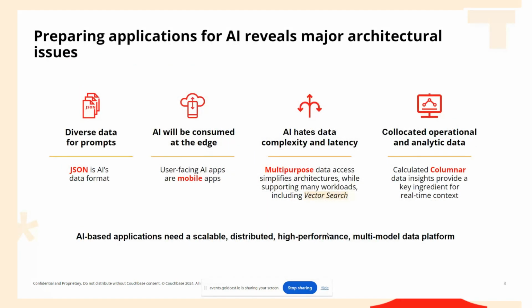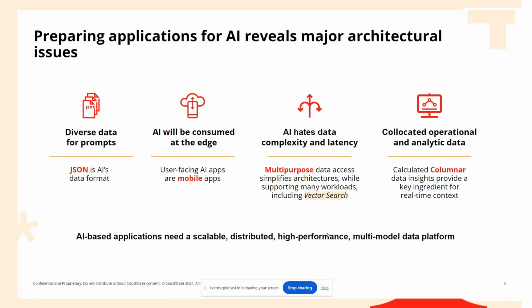So in looking ahead, we think AI will, of course, drive a transformational impact for businesses who are going to reimagine existing applications as well as create net new ones. But when we look ahead, this also reveals some architectural issues, mainly that AI prompts require diverse data, and that data needs to be operational as well as calculated. Also, architectural complexity is the enemy of AI, and the richest data for AI is created and consumed at the edge. These are core challenges, but they also play to our core capabilities.